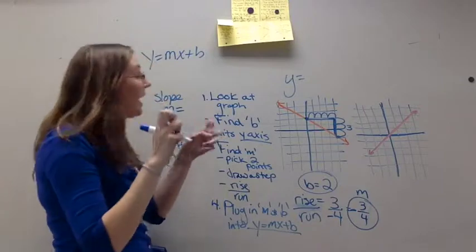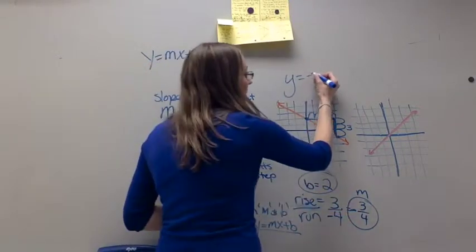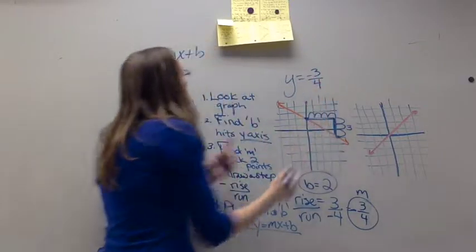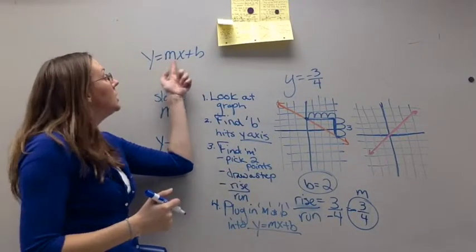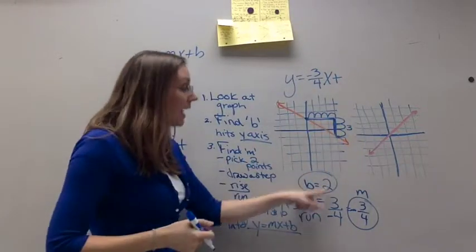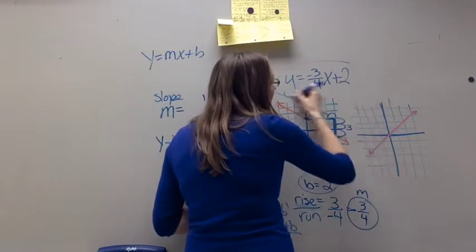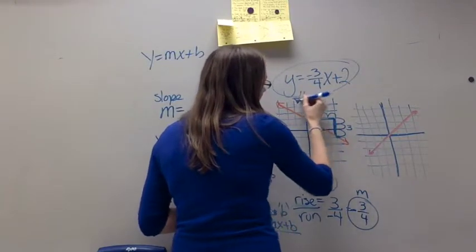Instead of putting mx, like here, I know my m is -3/4. So I plugged it in. Now I put my x back there, plus b. I can keep it a plus because my b is positive, so I'm just going to put +2. This equation is this line.